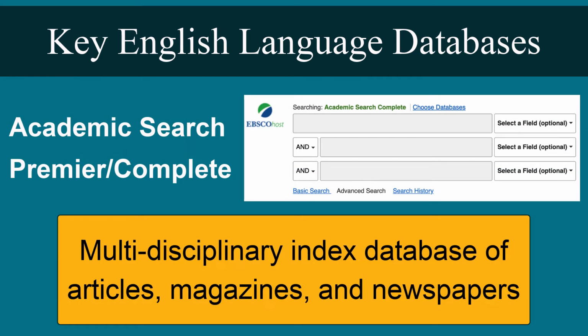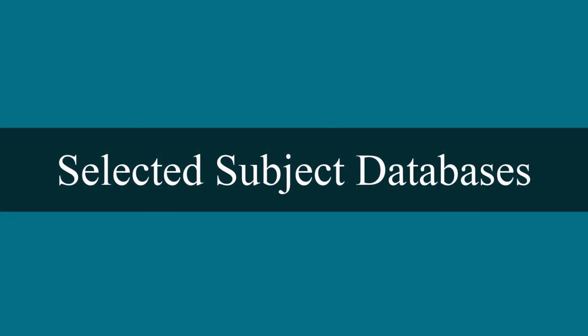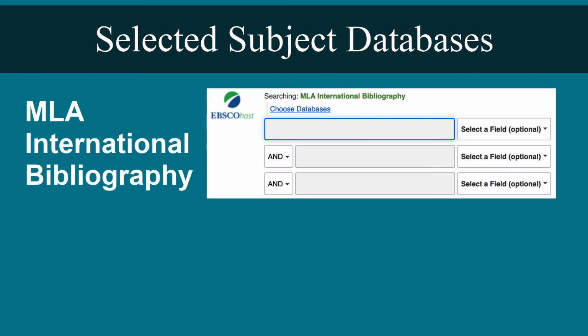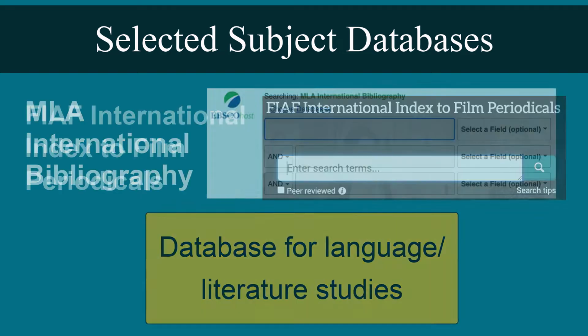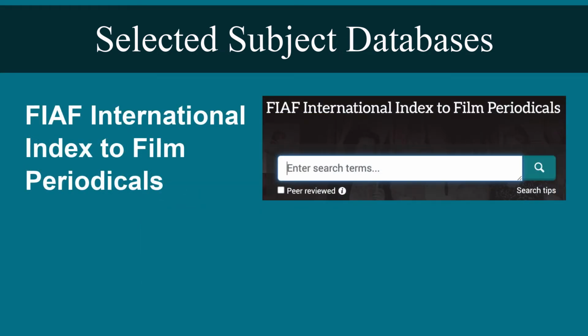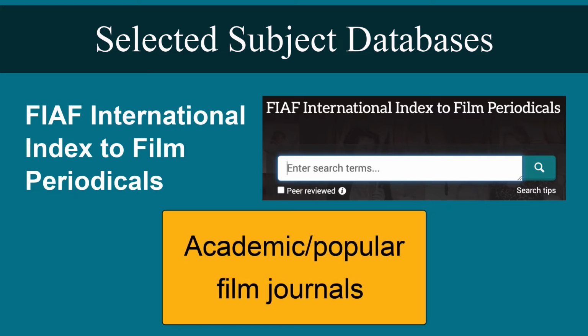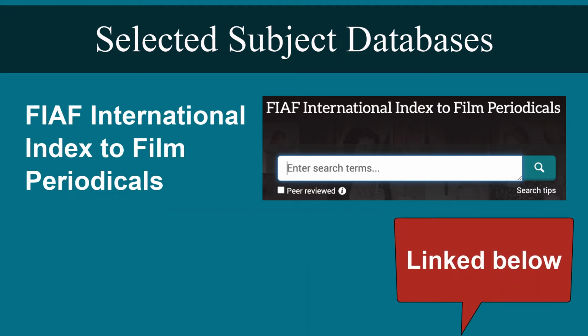Academic Search Premier is a comprehensive database of articles, magazines, and newspaper articles that covers almost all academic areas of study. Depending on your research fields, other databases might be more useful for you. For example, MLA International Bibliography is the go-to database for language and literature studies. FIAF International Index to Film Periodicals covers the world's most important academic and popular film journals. Click the link in the description box to find key databases by subject.